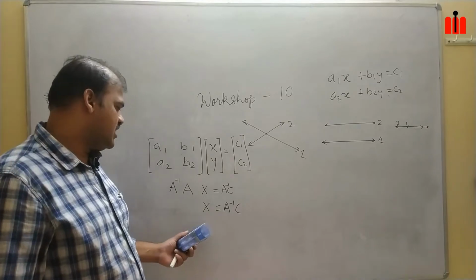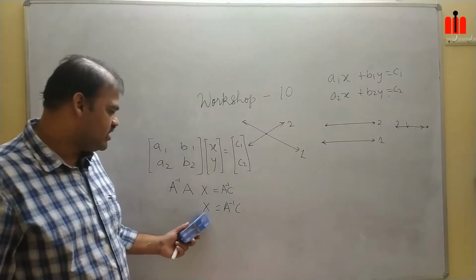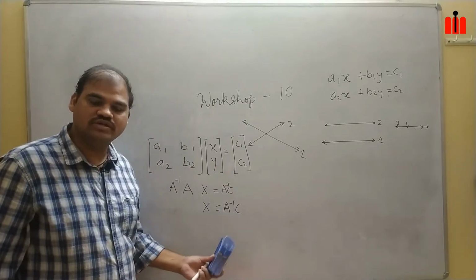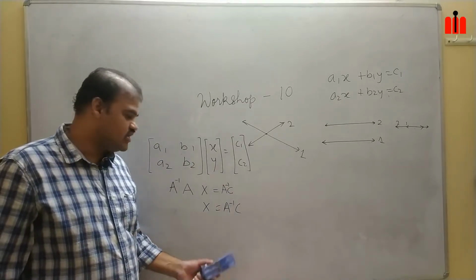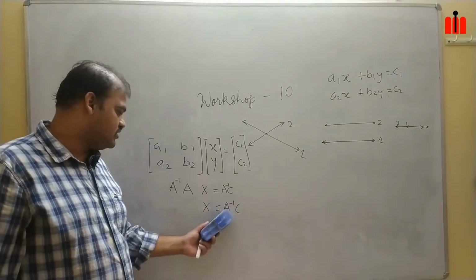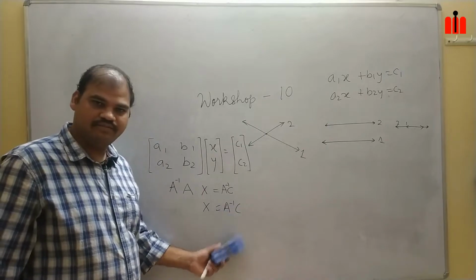Now, whether this X will have a solution, no solution, or infinitely many solutions will depend on this A and this C as well.